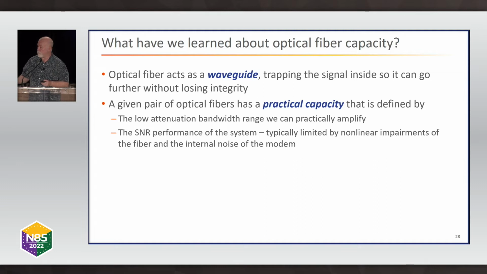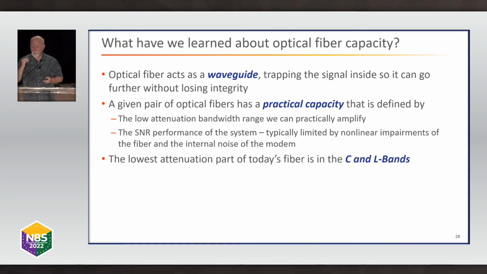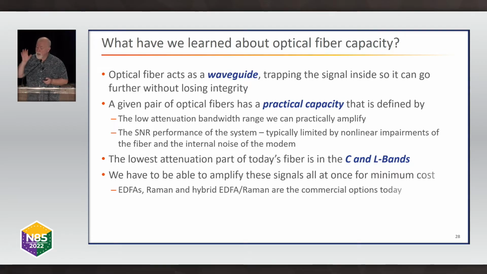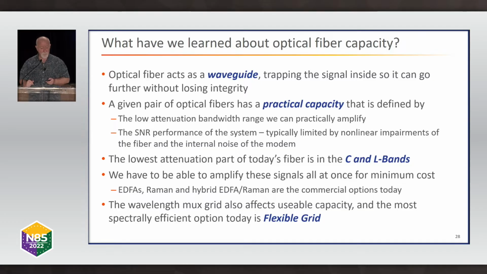A given pair of optical fibers has a practical capacity that's defined by things like the low attenuation bandwidth of the silica, the signal-to-noise ratio performance of the system, the amplifiers, and so on. The lowest attenuation parts of today's fiber are in the C and the L bands. We have to be able to amplify the signals, and so EDFAs, Raman, and hybrid EDFA-Raman are the way that we use amplifiers today. The wavelength multiplexing grid also affects capacity.